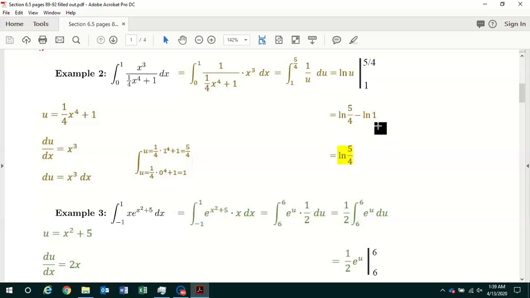Well, the natural log of 1 is just 0, and so this is just equal to the natural log of 5/4. So the numerical value of our original definite integral is equal to the natural log of 5/4.